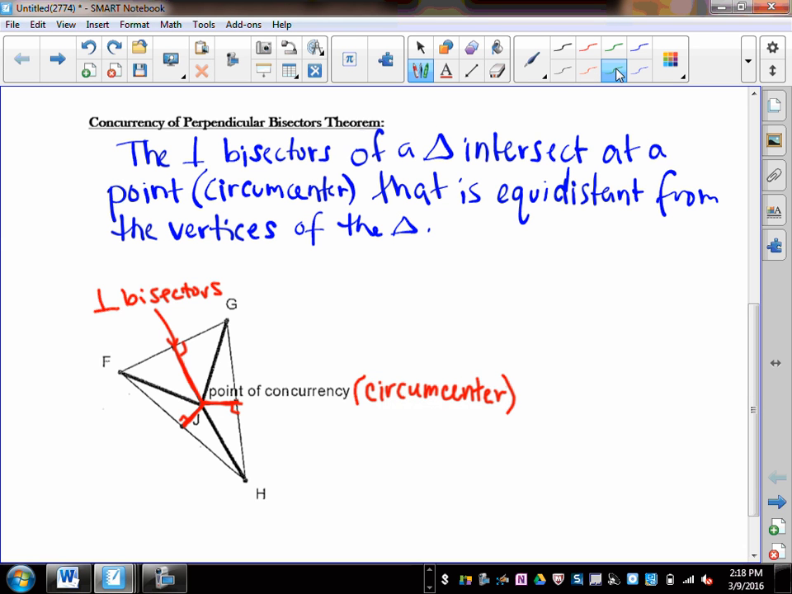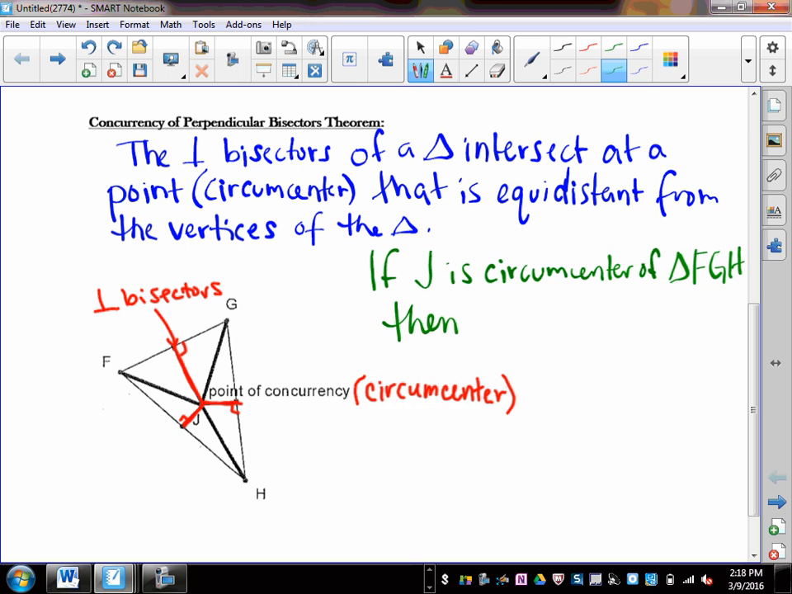So again, what that tells us for our picture here is we're given that J is the circumcenter. So if J is the circumcenter of triangle FGH, then by the concurrency of perpendicular bisector theorem, we can state that JF is congruent to JG, which is congruent to JH. JF is equal to JG, which is equal to JH.